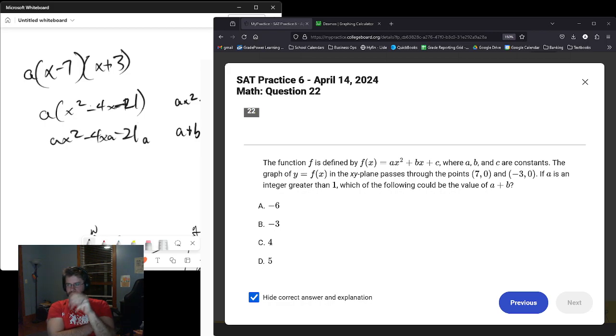Okay, let's read the question again. We've got a, b, c. The graph of y passes through those points. A is an integer greater than 1. So they're telling us that a is an integer, which is useful, and it's greater than 1. So at the very least, it's 2. What's the possible value of a plus b?